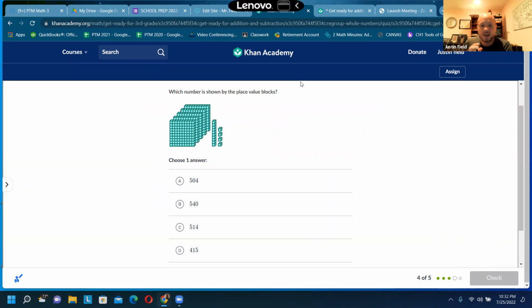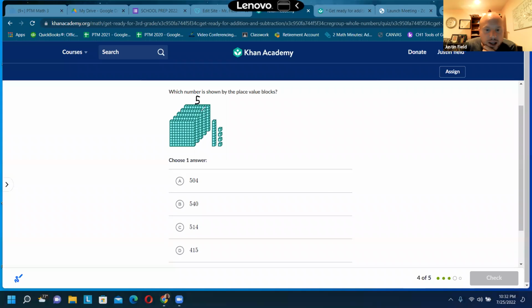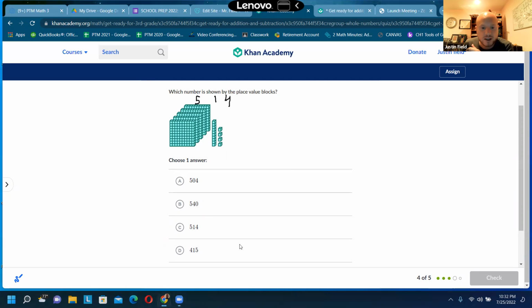Okay, place value blocks. I love these. Which number is shown by the place value blocks? So let's count the hundreds. 1, 2, 3, 4, 5. So there's 5 hundreds. Let's write a 5 over that. Counting 5 there. And there is 1 ten stick. And how many ones? 1, 2, 3, 4. So look, that's the number 514.